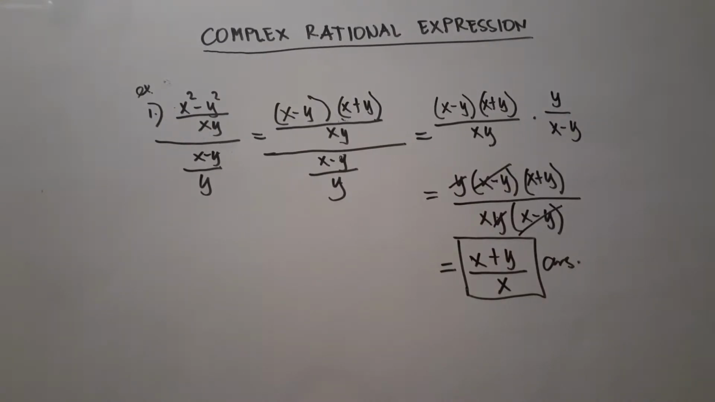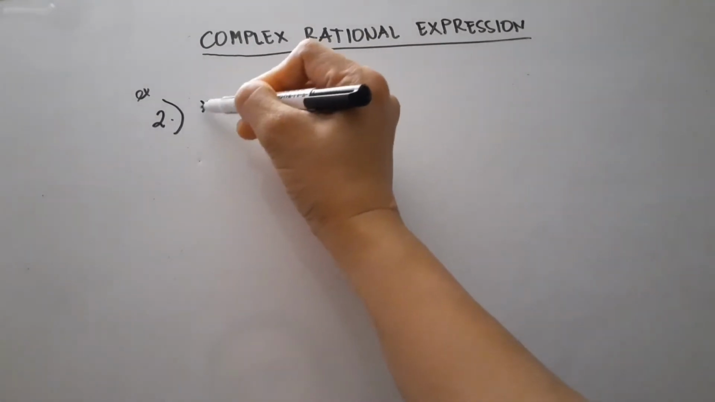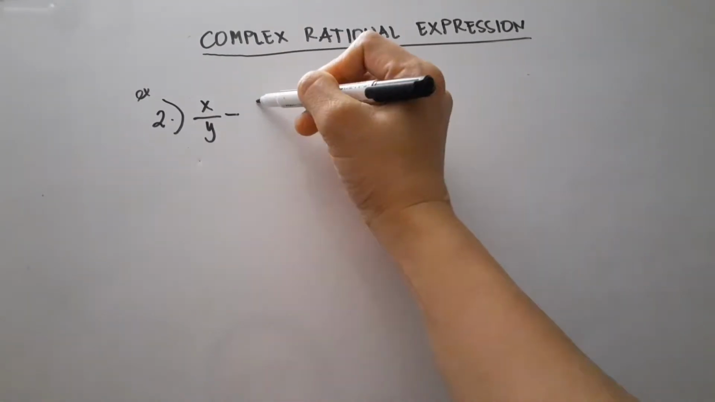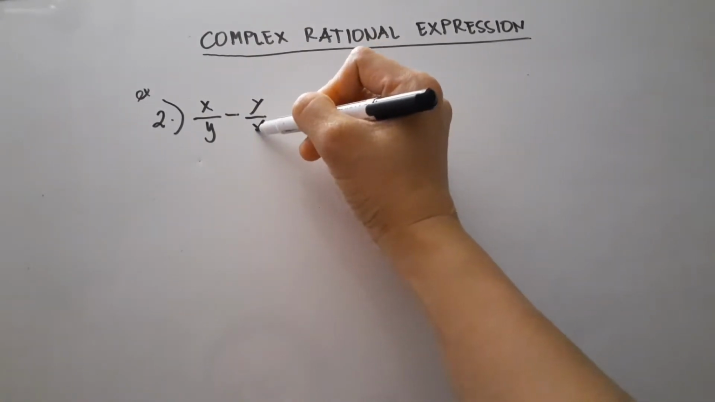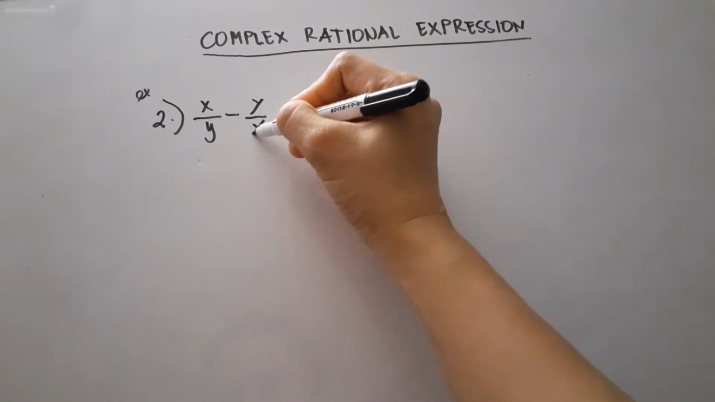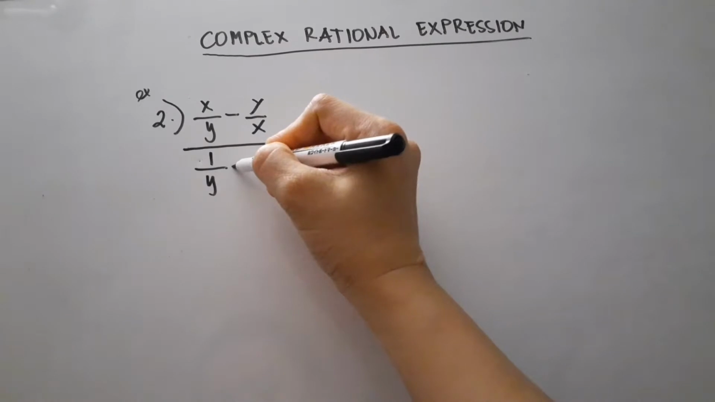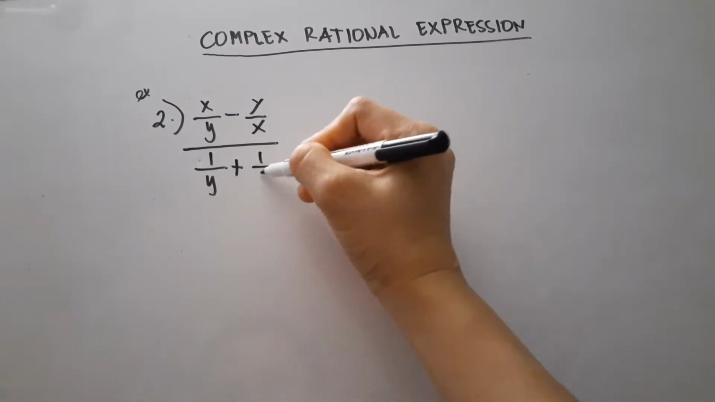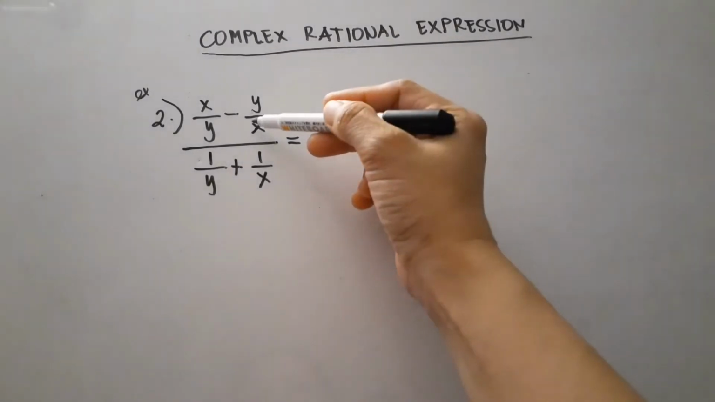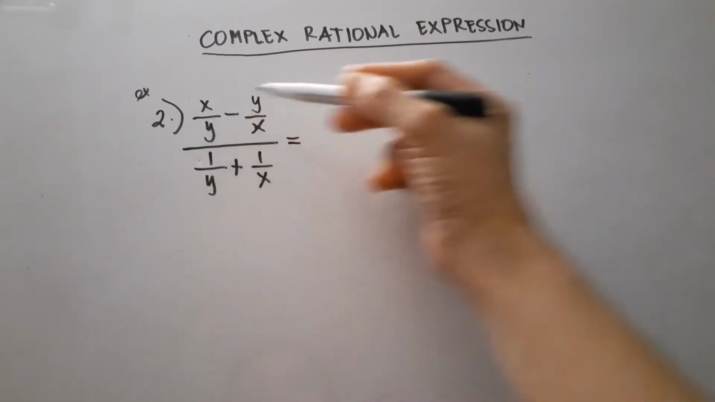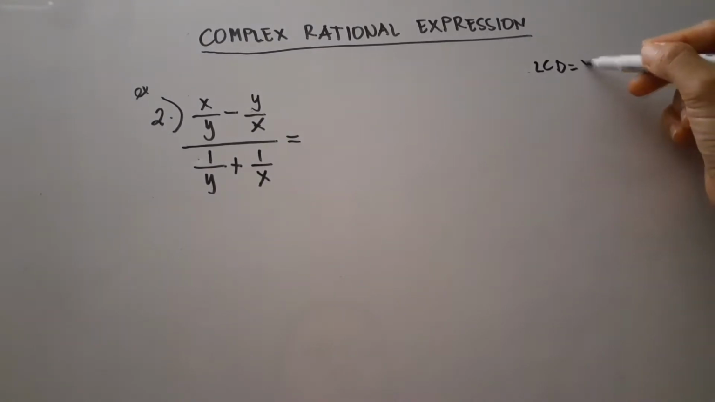And then let's have example number 2. We have (x/y − y/x) over (y/y − 1/x)... simply, we can find the least common denominator of each fraction.